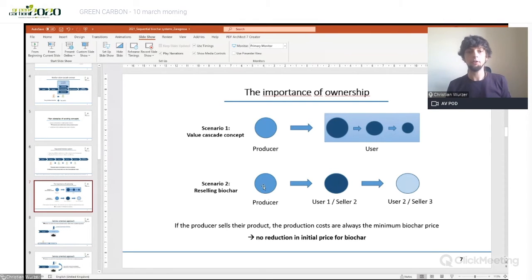In the second scenario, what we can think about is you have a producer, you sell it, and then the user sells it again to the next user. And again here, this price will be the production price. So we still are not at a place to reduce the initial price.